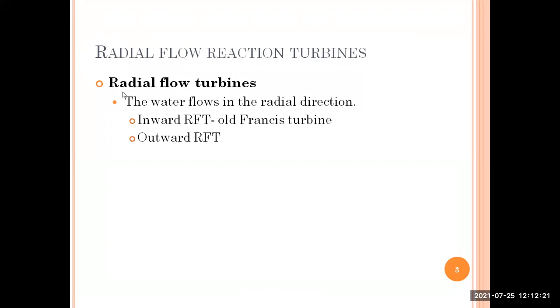And here, as I told, radial flow turbine means water flows in the radial direction, and this radial flow reaction turbine is subclassified into inward radial flow turbine and outward radial flow turbine. Let us come to the inward radial flow turbine and outward radial flow turbine in detail later. The example for inward radial flow is the old Francis turbine.